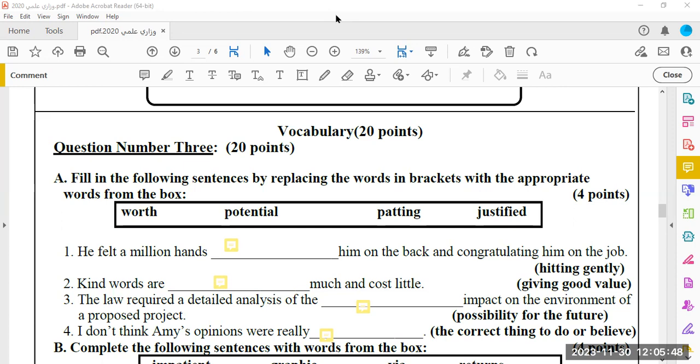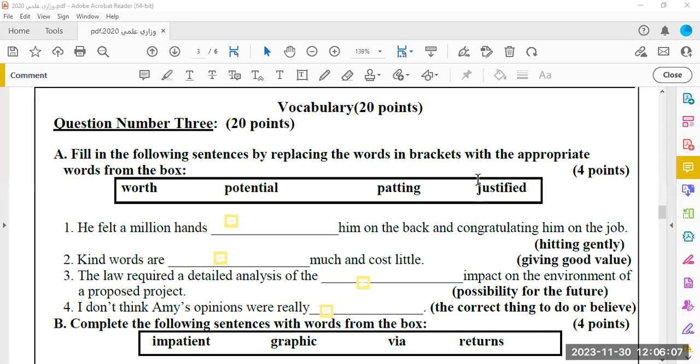Alisar, can you start? Fill in the following sentences by replacing the words in brackets with the appropriate words from the box. Okay. Words: potential, pattern, justified, worth, patting. Thank you. So this is replace the words with their meanings.